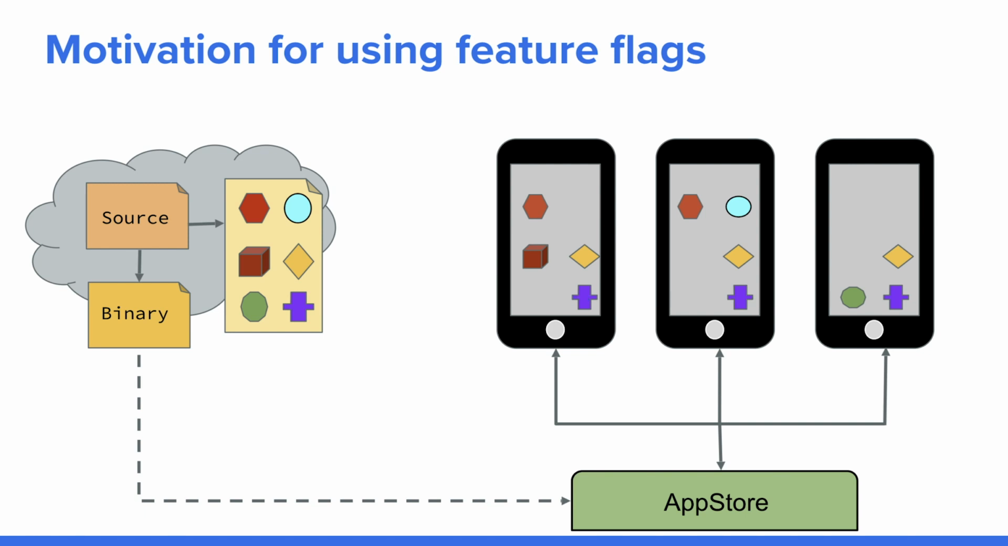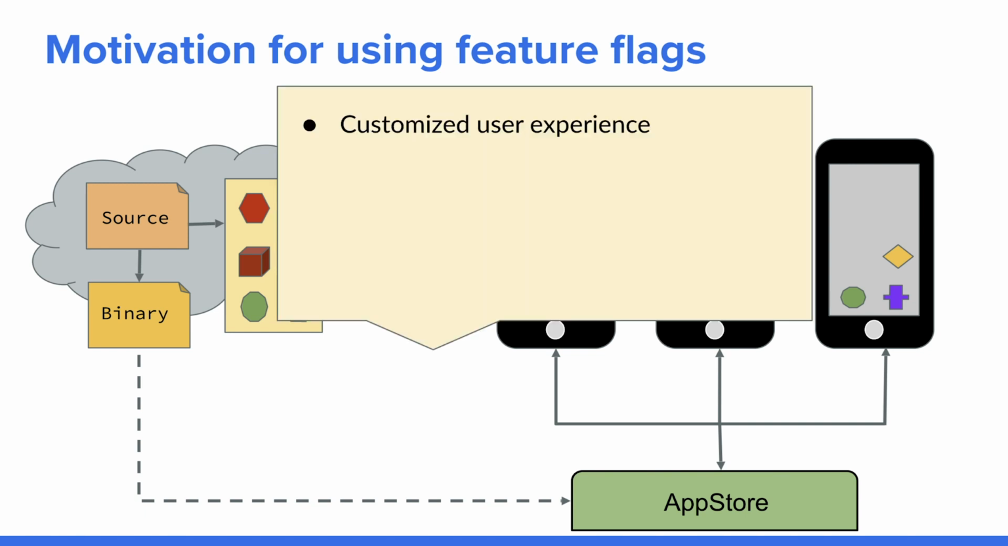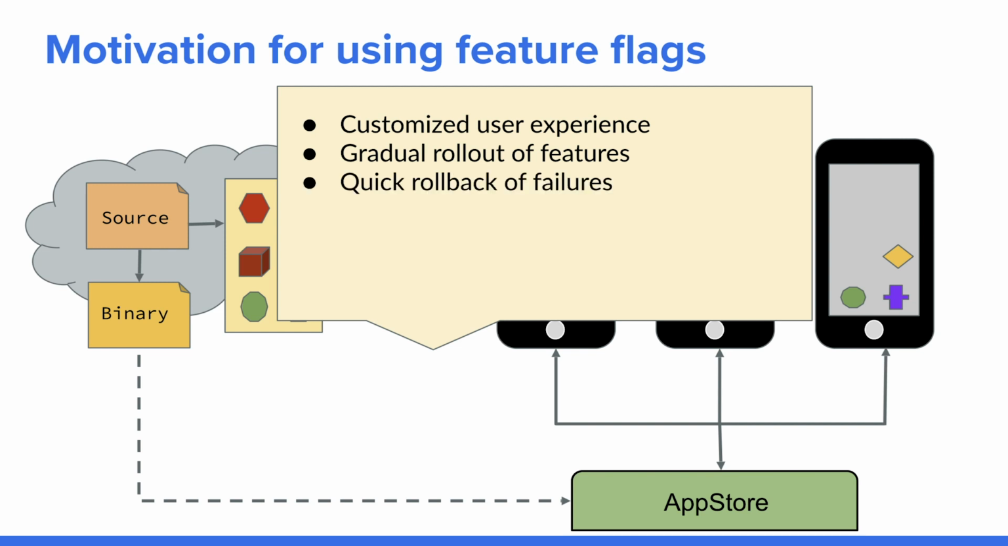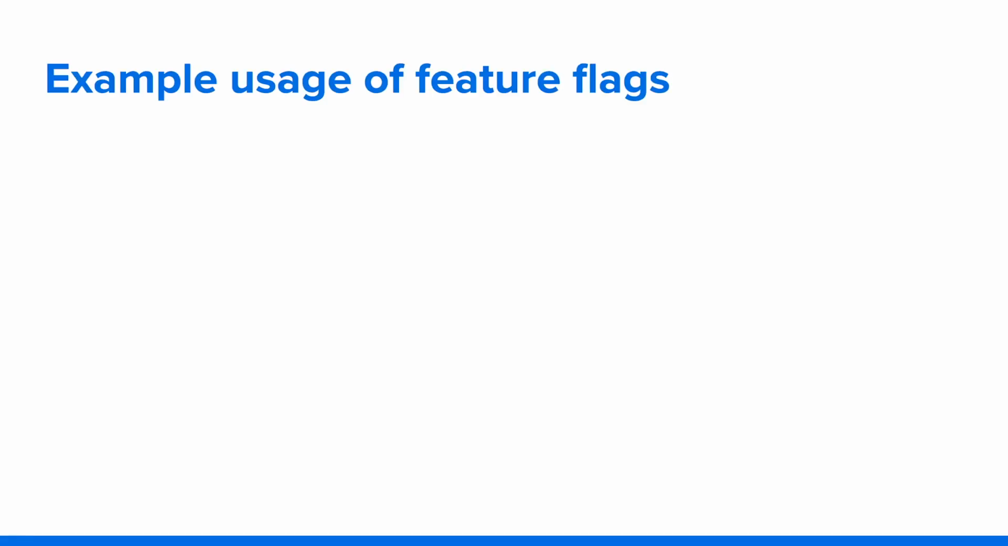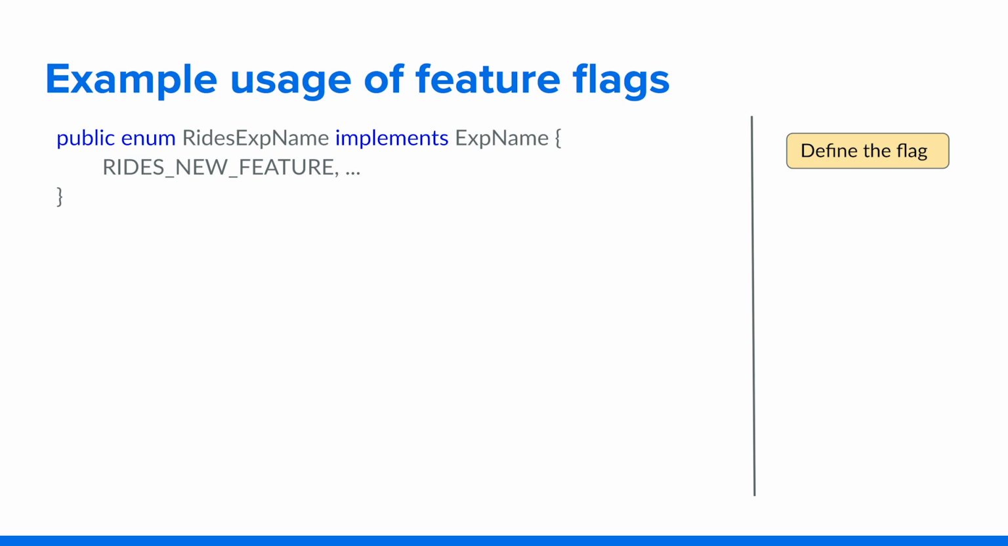There are many benefits of feature flags: customized user experience, gradual rollout of features so that feedback from the initial stages can be used to refine the features, quick rollback in the presence of failures, and to perform A/B testing to compare between features. To give the magnitude of usage of flags, there are more than 6,000 flags used across various apps at Uber.